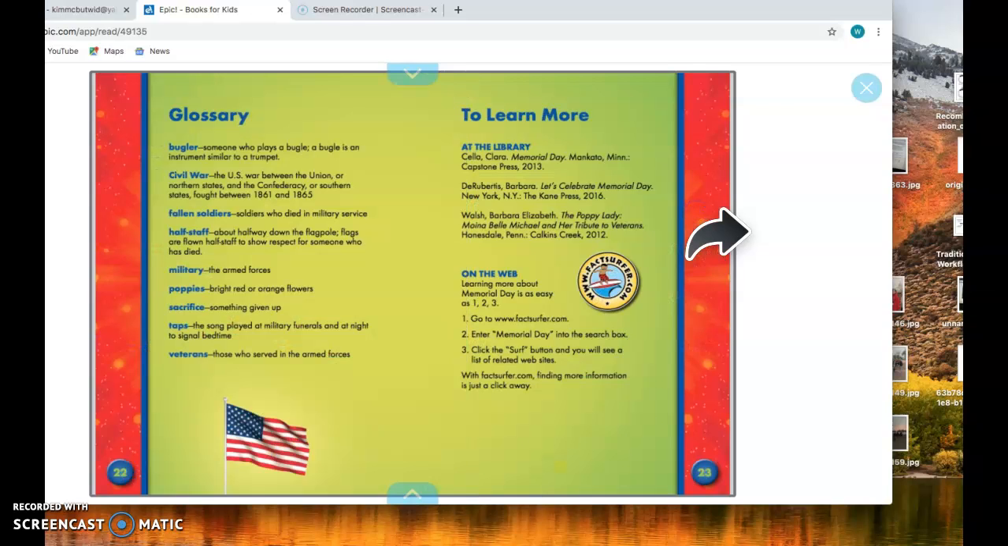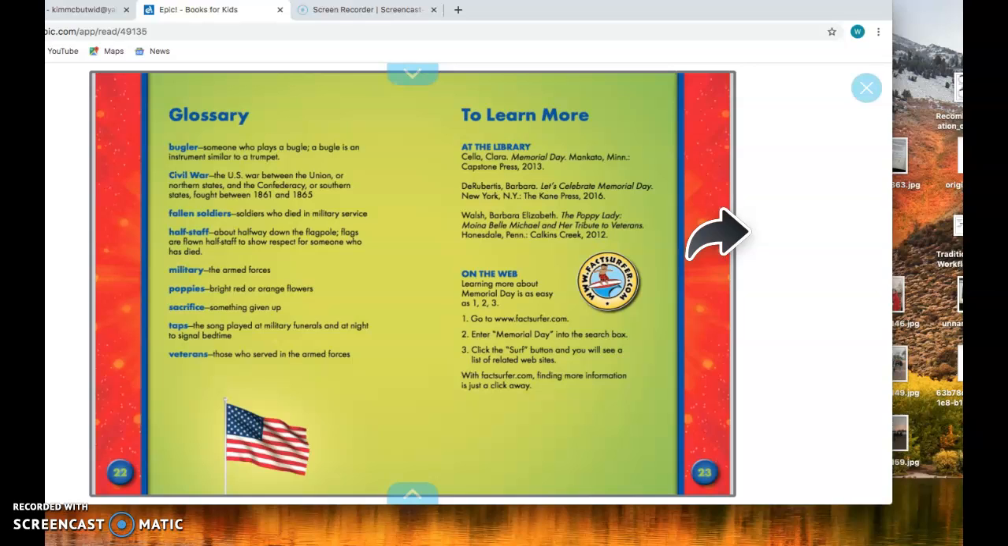Glossary. Bugler. Someone who plays a bugle. A bugle is an instrument similar to a trumpet. Civil War. The U.S. war between the Union or Northern States and the Confederacy or Southern States fought between 1861 and 1865. Fallen soldiers. Soldiers who died in military service. Half-staff. About halfway down the flagpole, flags are flown half-staff to show respect for someone who died. Military. The armed forces. Poppies. Bright red or orange flowers.